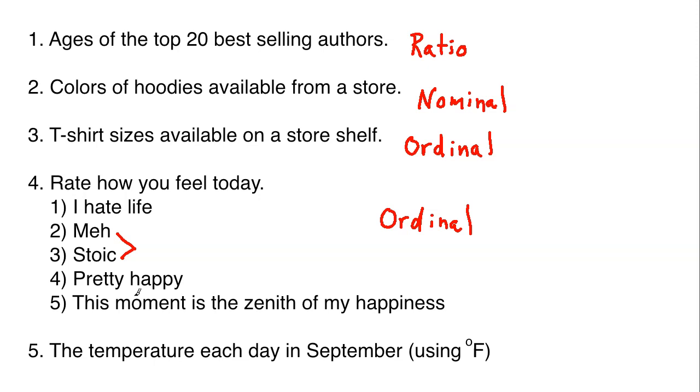Okay, and then finally, the temperature each day in September using Fahrenheit. This one would most definitely be interval because I can get specific numbers, right? I could say it's going to be 70 Fahrenheit. It's going to be 22 Fahrenheit. That would be a very cold day in September, but I suppose that's possible. Okay, but the Fahrenheit scale does not have a true 0, so this would not be ratio because it could technically be -7 degrees Fahrenheit that day, and so on.